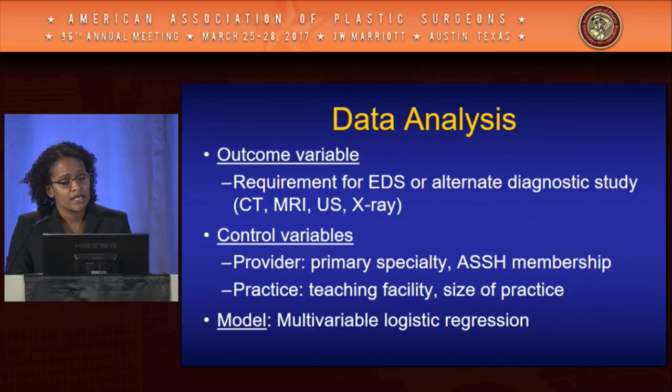We also recorded provider and practice characteristics that included the primary specialty, and we included plastic surgeons, orthopedic surgeons, neurosurgeons, and general surgeons, ASSH membership status, teaching facility status, which we defined as whether they worked with residents or fellows, and then the size within a practice of surgeons who performed carpal tunnel release. And we designed a multivariable logistic regression model to determine the relationship between those provider and practice characteristics and the requirement or recommendation for testing prior to a consult.